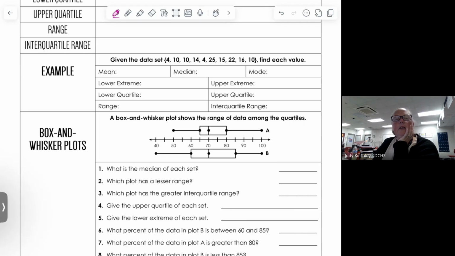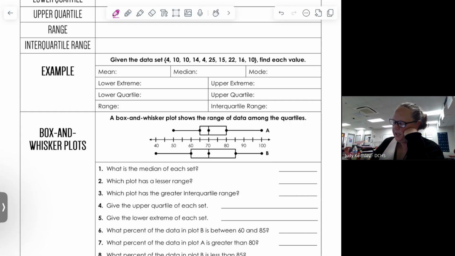Okay, so today we've been going over mean, median, and mode, and lower quartile, upper quartile, lower extreme, upper extreme, and range and interquartile range. So now we're going to start using some of that information and set up figuring out what those are. Remember how we said that our data must be in smallest to largest.